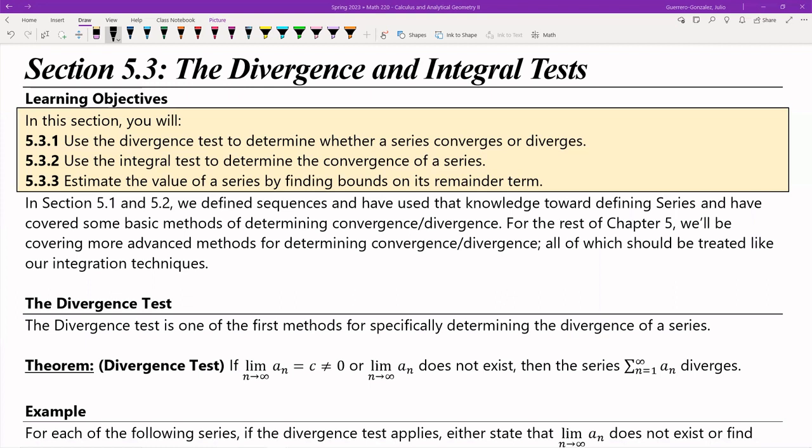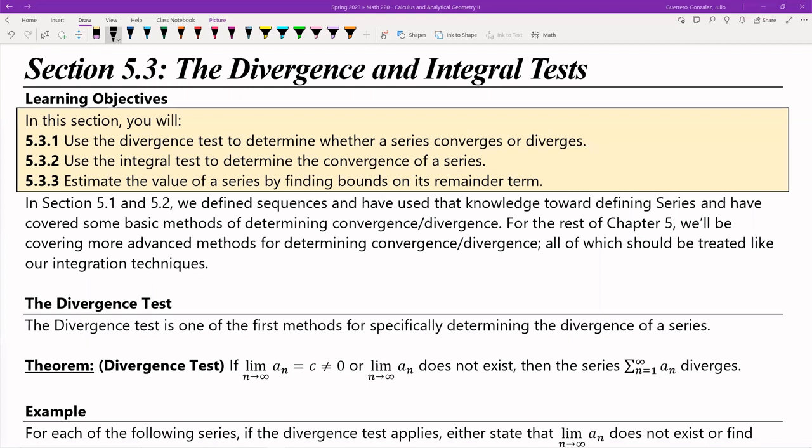For the rest of chapter 5 and for chapter 6, we're going to be using a lot of series. In particular, we're going to determine whether a series either diverges or converges. That's what's happening for the rest of chapter 5 and chapter 6.